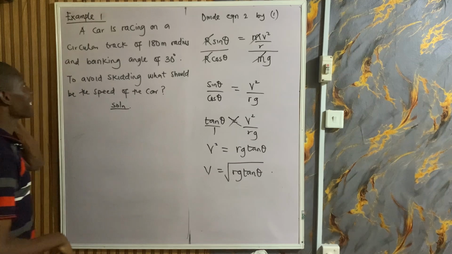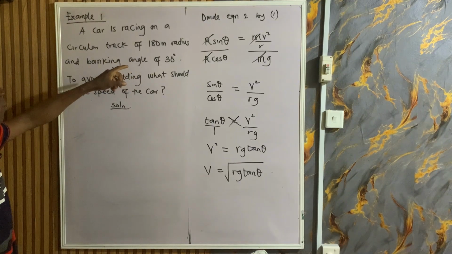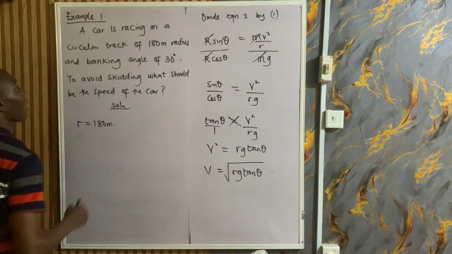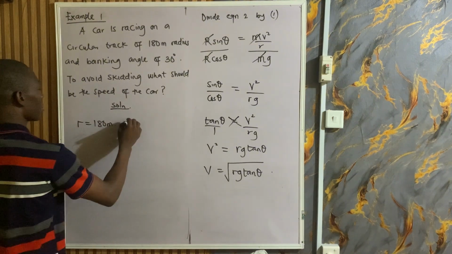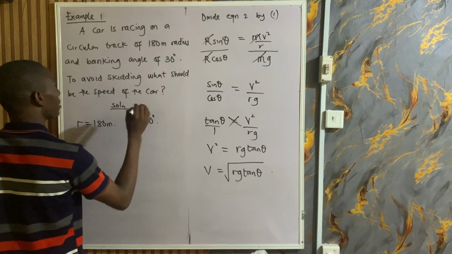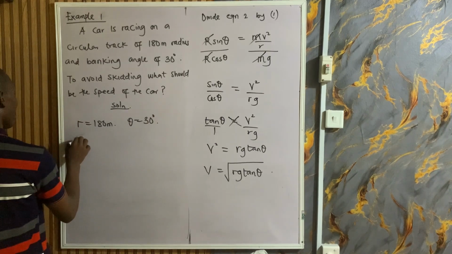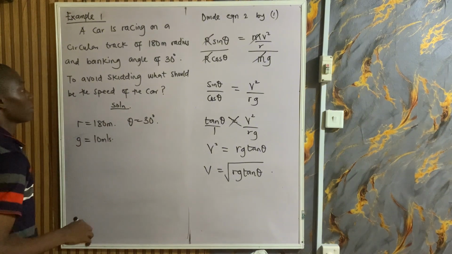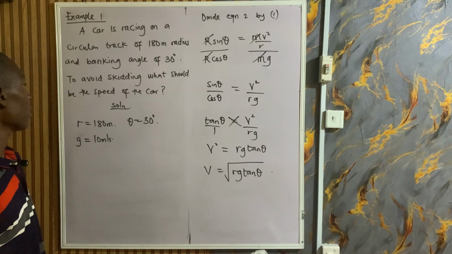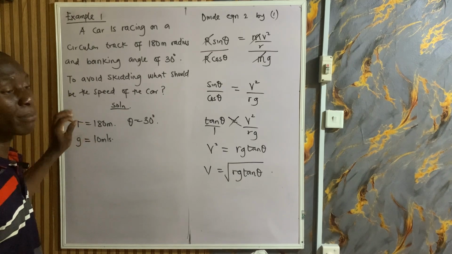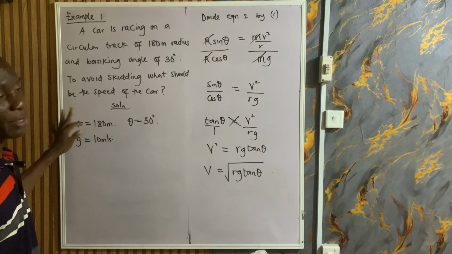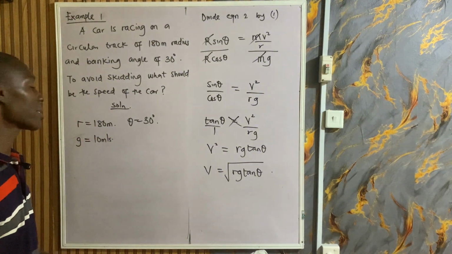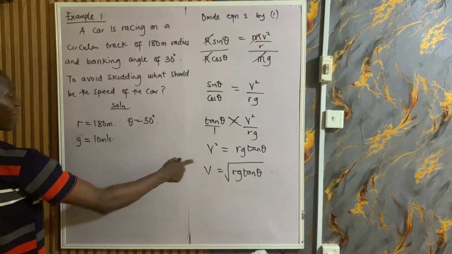Number 1, a car is racing on a circular track of 180-meter radius. We are given the radius as 180 meters, and banking angle theta as 30 degrees. Let's take our g as 10, or you can say 9.81. Okay, so what should be the speed of the car? This is simply saying the maximum velocity you should have for the car not to skid. Any velocity less than the maximum, the car will not skid. But if you reach the maximum, the car could still skid. So to get the velocity, we have that here now.